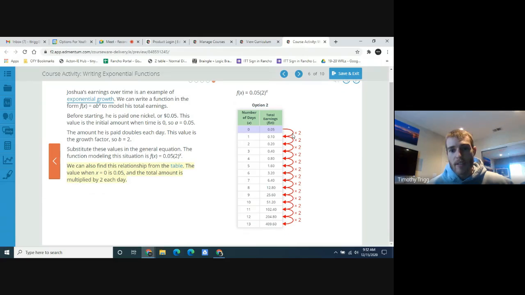Notice that each time it's times 2. So 0.05 times 2 gives you 0.10. 0.10 times 2 gives you 0.20, all the way down. Times 2, times 2, times 2.